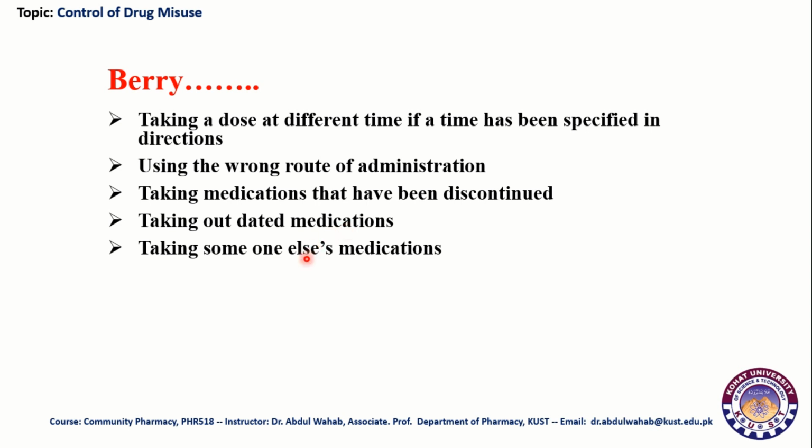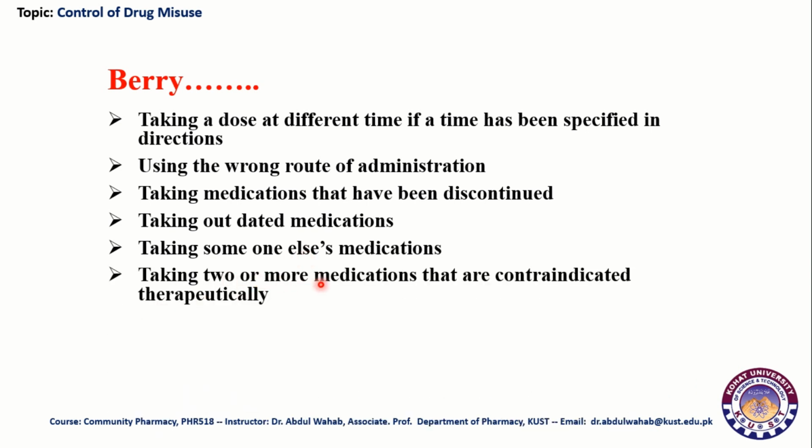For example, if a physician prescribes any medicine for a patient, and after a couple of weeks or a couple of months that patient feels better by using that medicine, and if somebody else has the same condition and that patient gives his or her medication to another person, then it is also misuse of drug according to Berry.